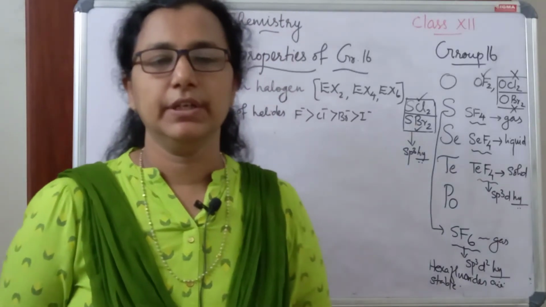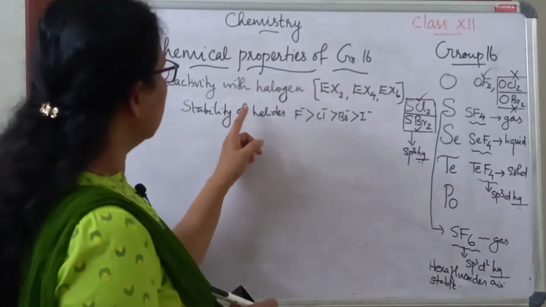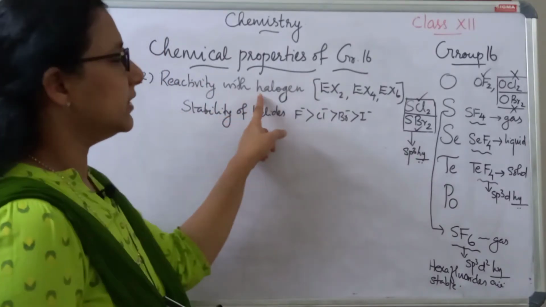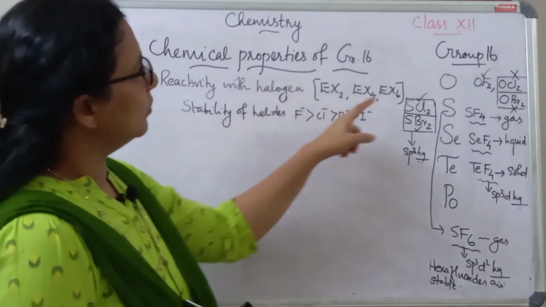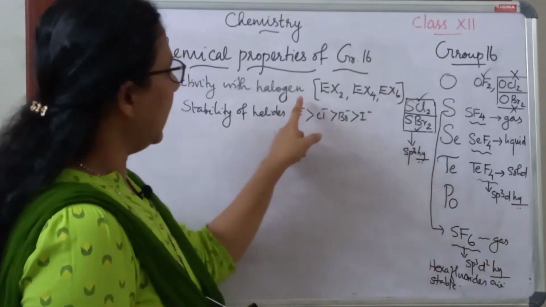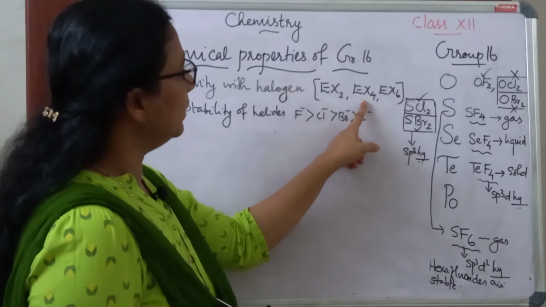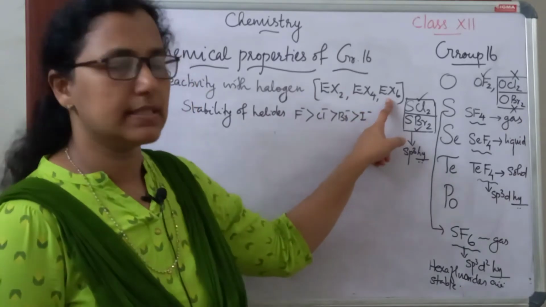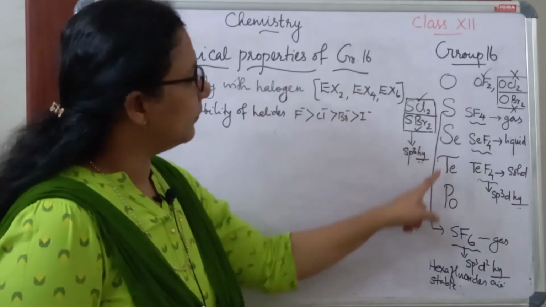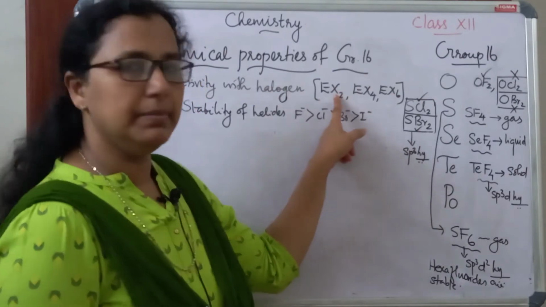Hello students, let us continue with the chemical properties of group 16 elements. Second property is reactivity with the halogen. So group 16 elements react with halogen to form different halides of the type EX2, EX4 and EX6. So E is the element of group 16 and X will be halogen.